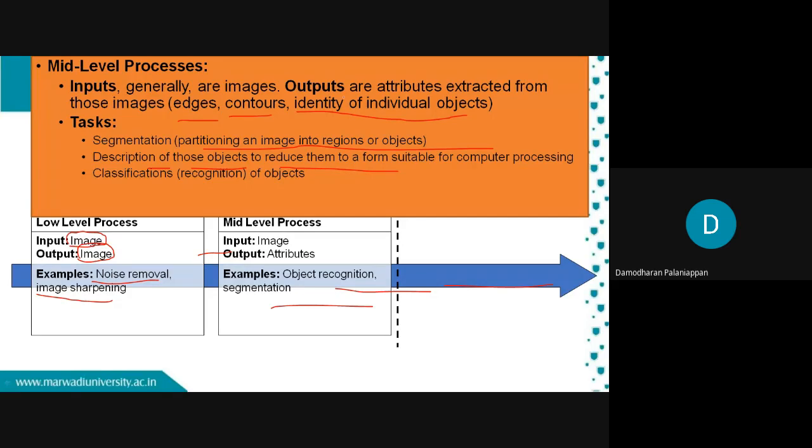We are not taking the whole image as output. We take the whole image as input, process it, and take a subset of the image, a small part of the image like edges and individual objects. This type of operation we call a mid-level process. This type of operation requires a special tool for image processing.